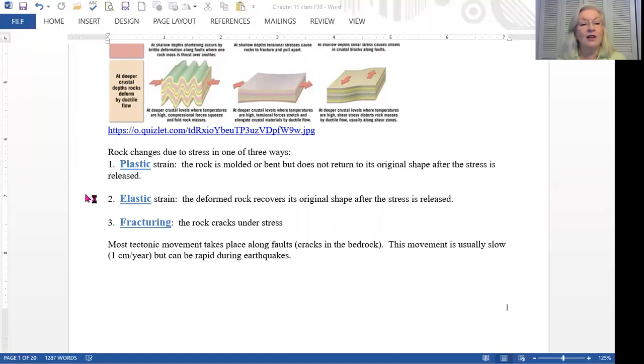Elastic strain occurs when the rock is deformed, but when you stop exerting a stress on it, it's going to rebound or recover to its original shape. And then finally, fracturing, the rock will actually break under stress. Most of the time, this tectonic movement takes place along faults, so cracks in the bedrock. It's almost always a very slow motion, but if you've got an earthquake, it's very rapid.